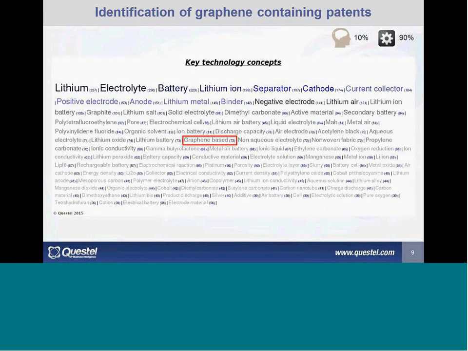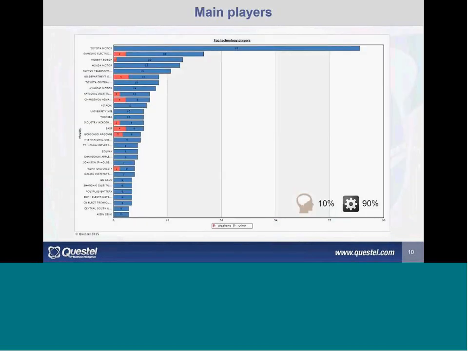Tell us a bit more about how you find those graphene patents. Well, rather easily. Concepts are automatically extracted during the previous analysis step. By grouping the concepts containing the word graphene, we can focus on relevant patents. As shown in the word cloud here, the results indicate that there are 72 patents using graphene.